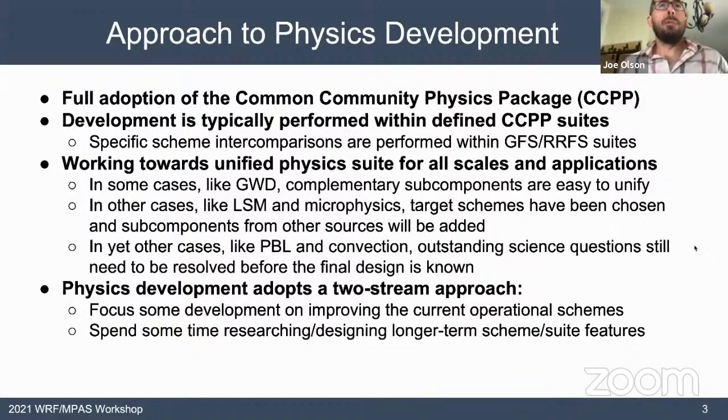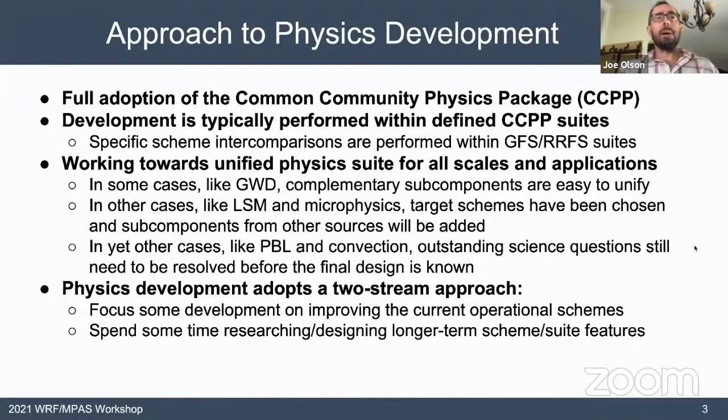We are working towards a fully unified physics suite for all scales and applications. We do believe that this is achievable, and in some cases it's quite simple, like the gravity wave drag component, for example. We'll talk about that later. In other cases, like the land surface model and microphysics, where we've targeted certain schemes that have been chosen, they're going to work towards, and we might have to add some other subcomponents from other schemes that weren't chosen to make them more robust and ultimately develop them to fit better within our overall suites. And in yet other cases, like the boundary layer and convection, I think there are still a lot of outstanding science questions to be solved that really need to be known before we can know what the final design is going to be, knowing what we're targeting for 5-10 years down the road.